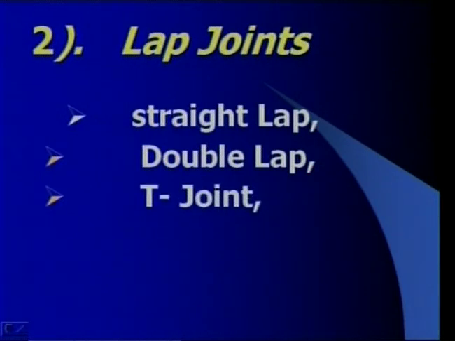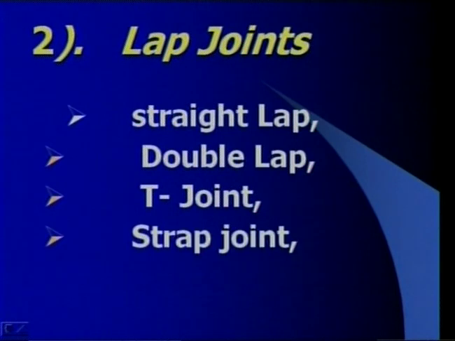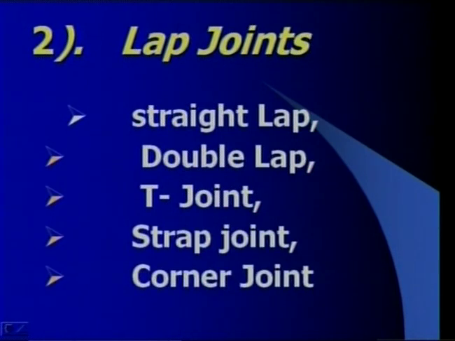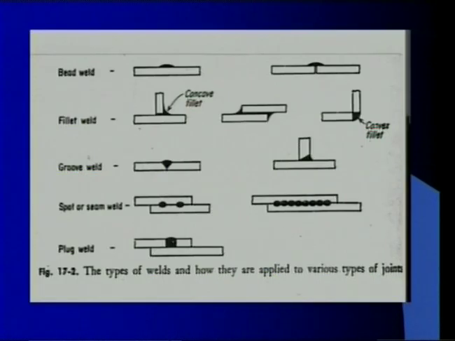Next, the T joint, next the strap joint, the corner joint. So, these are the different joints. The same thing we can see with the help of figures. Here we have a T joint, and here an ordinary lap joint, this is a corner joint, a T joint again, and these are the different types of positions we can see from all these figures.